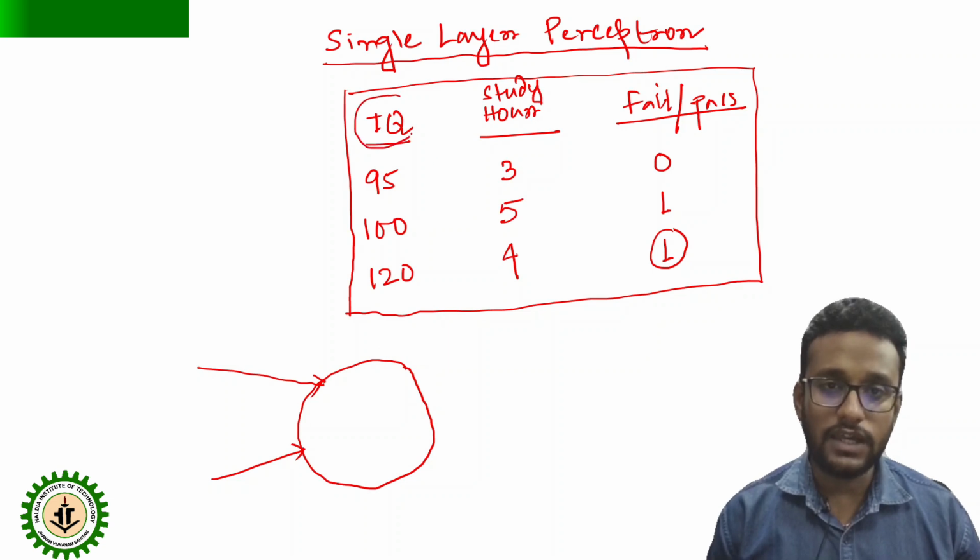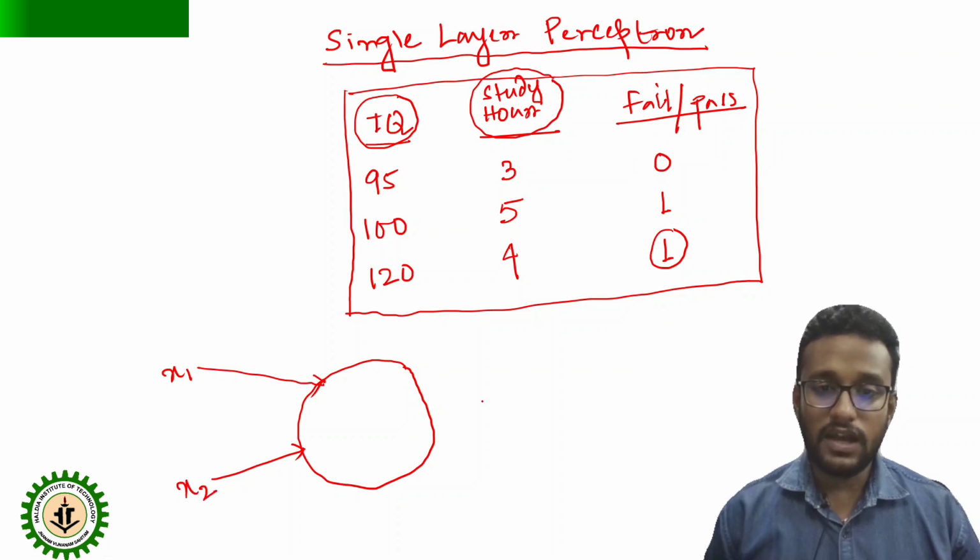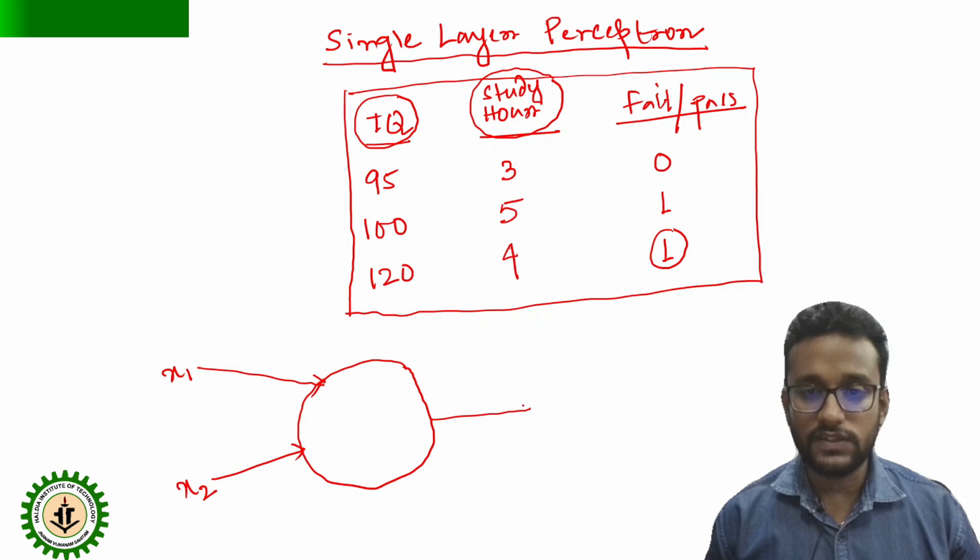The first one is the IQ, which I am representing as x1, and next we have another input called study hour, which we are giving as x2. Now from the processing unit, we are getting the output, whether he or she will fail or pass. It is called y.